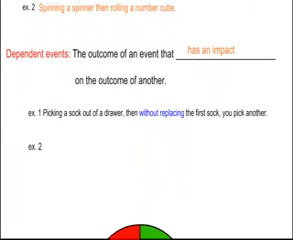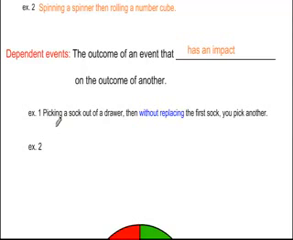Alright, so first thing we can look at is picking a sock out of a drawer, then without replacing the first sock, you pick another. Seeing these words, without replacing, is going to be a very big thing. You want to look for those. If you see that, you automatically know it's a dependent event.